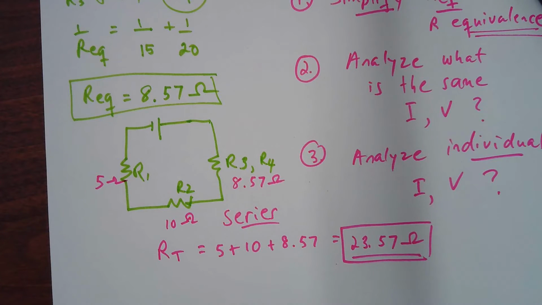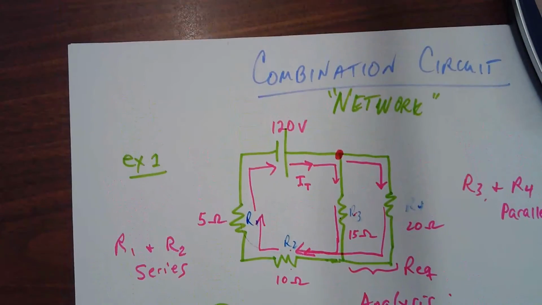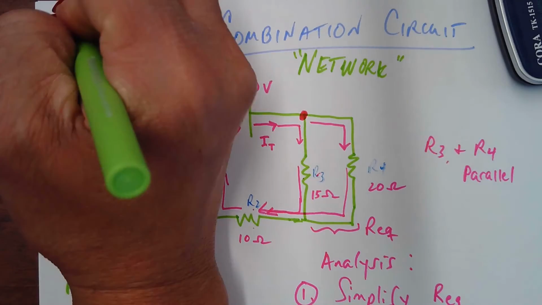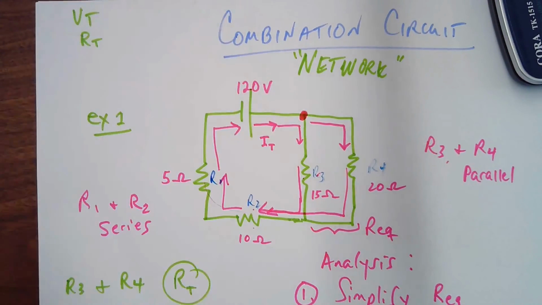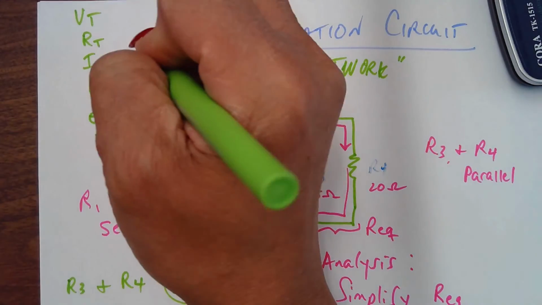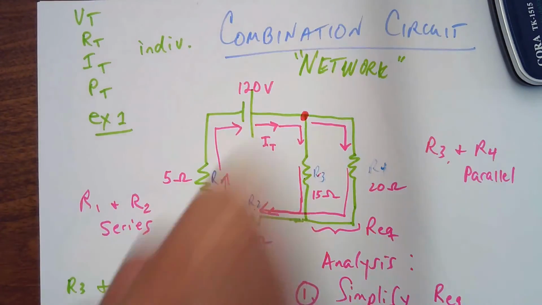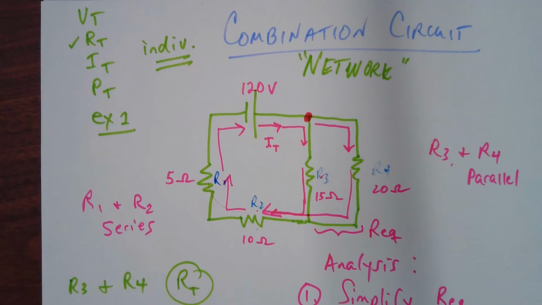So we've done that. Remember, when you're analyzing the circuit, you're always looking for these things. Always, always. When you're looking at any circuit, you're looking for what is the VT, what is the RT, what is the IT. You may need to know what is the PT, the power as well. And then you need to be able to find the individual ones. Okay? So right now, we have just knocked off the RT. Done. We've done that one. So I'm going to put a check mark on that.